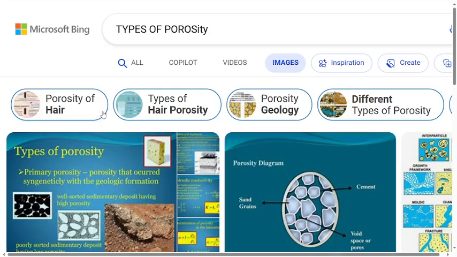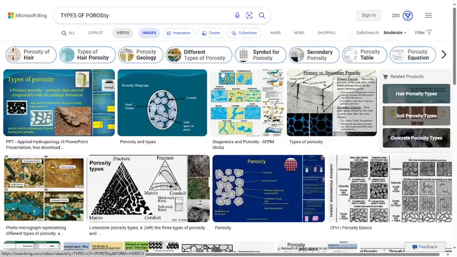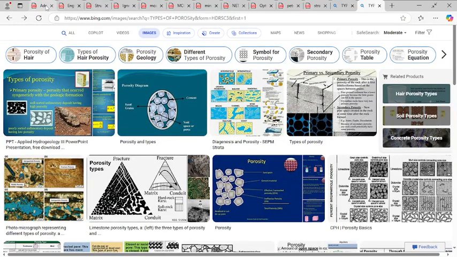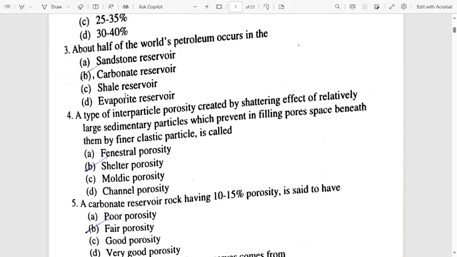Shelter meant what? Shelter meant a type of interparticle porosity created by shattering effect of relatively large sedimentary particles which prevent infilling pore space beneath them by finer clastic particles. At the lower side there will be finer clastic particles. That is shelter porosity.